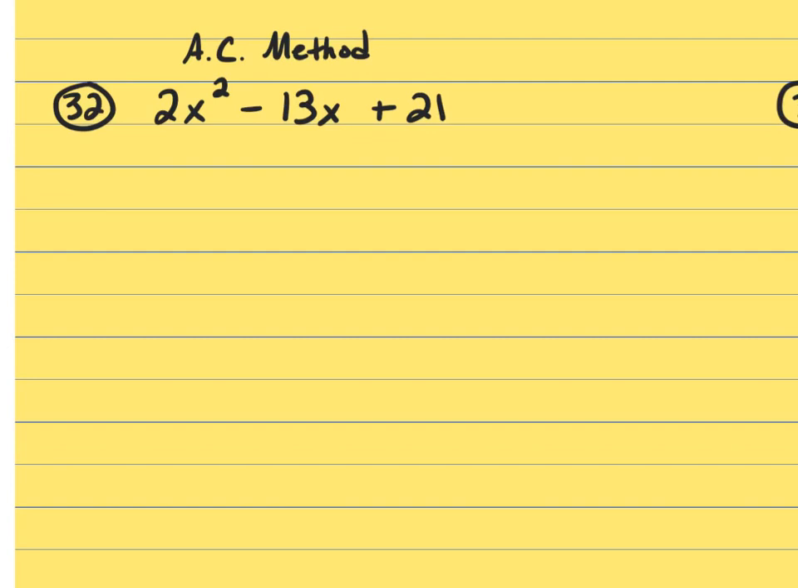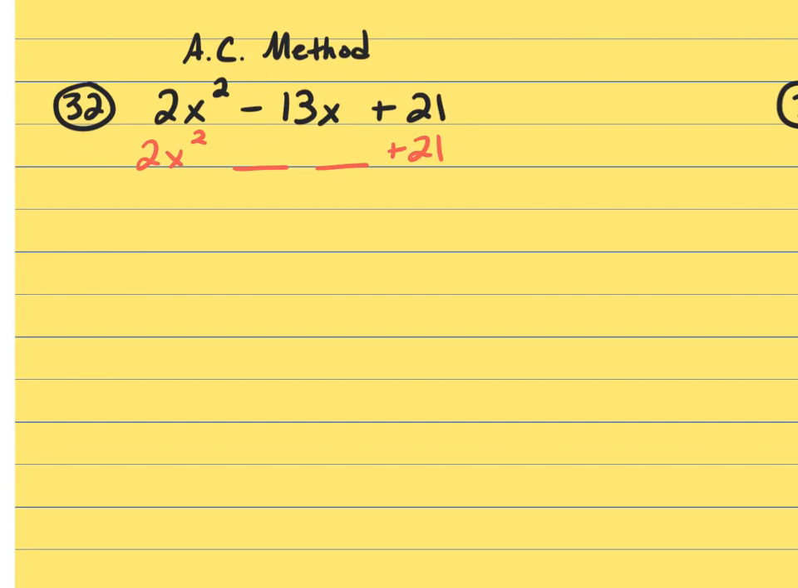All right, on number 32, the AC method. First off, let's verify that it is the AC method, and since the A value is 2, I'm going to look, can I factor out a 2? Since I can't, I know that it is an AC method, so I'm going to do the first step, which is take out the middle term and put in 2 blank spots.